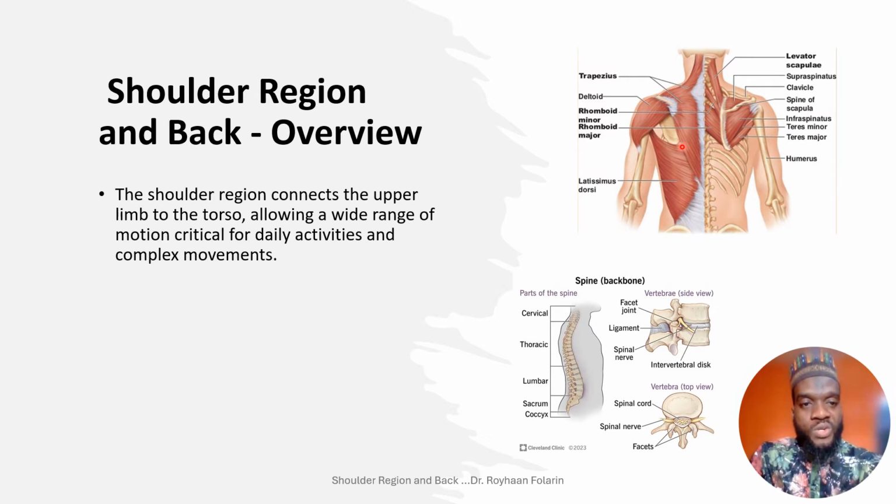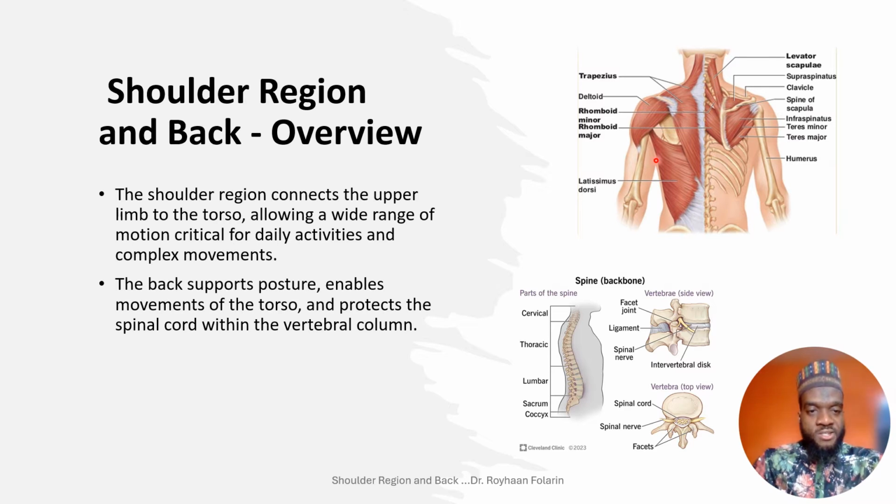So the shoulder region is what connects the upper limb to the torso, the axial skeleton, if you may. It allows a wide range of motion that are critical for daily activities, including that which I am doing now, because I'm toggling around my computer to give this lecture. And you're probably holding your device, listening to this because you're making use of your upper limb, which is connected to the torso through the shoulder. So it allows for complex movement.